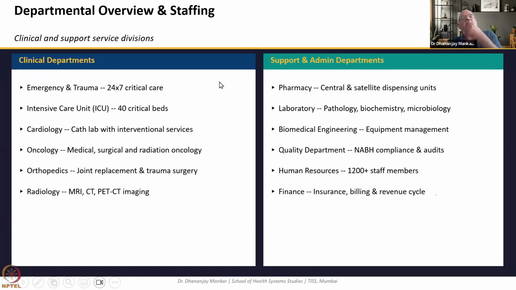Now we'll try to understand the departmental overview and staffing. When we try to understand what issues this hospital usually faces at the departmental level or with staffing, and what gaps the hospital has.